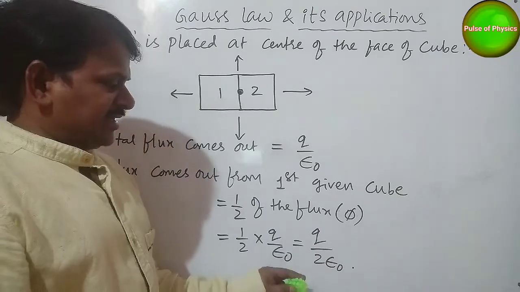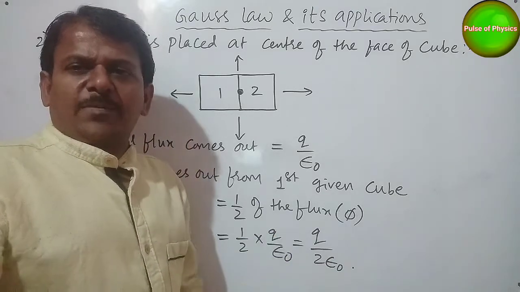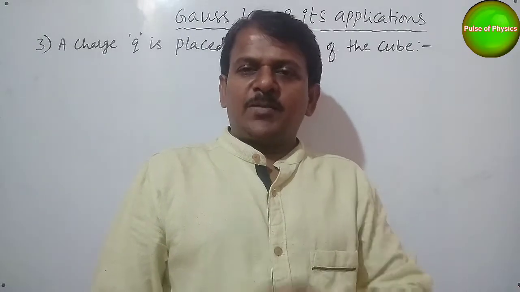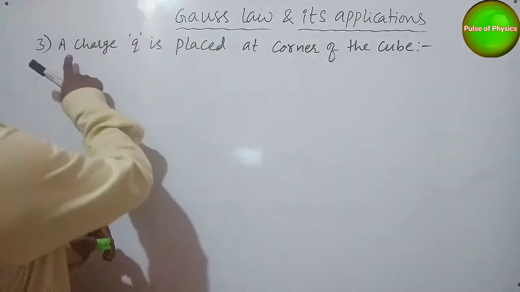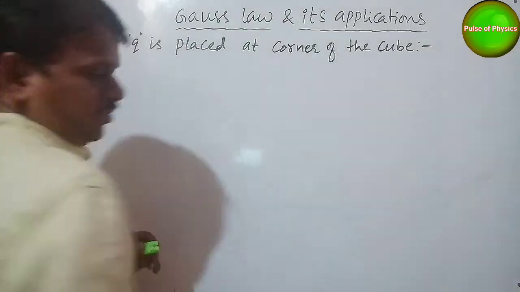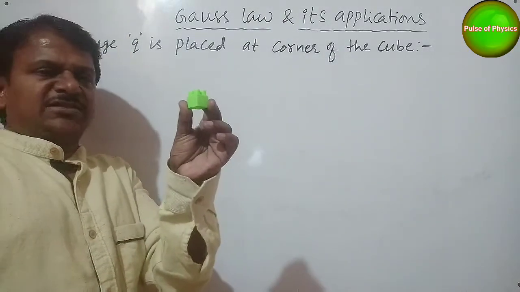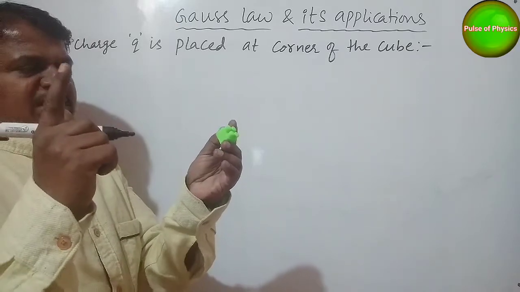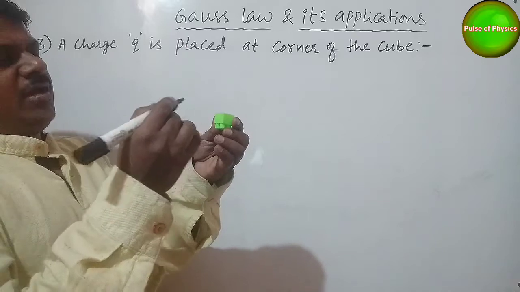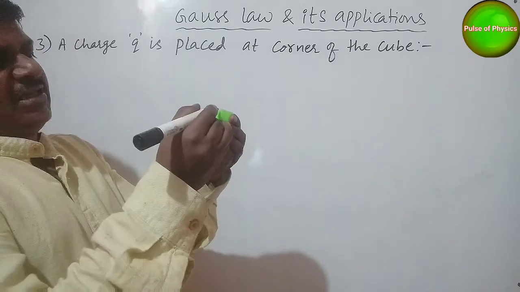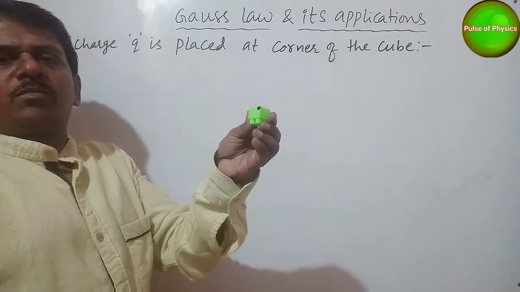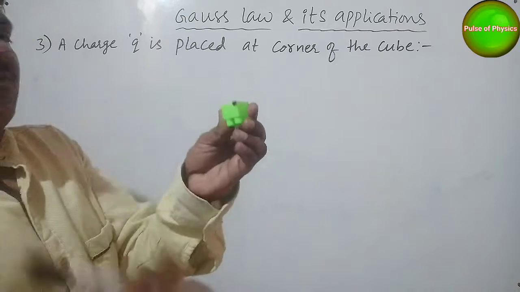Let us discuss one more application. Yes, third application. A charge Q is placed at the corner of the cube. Let us see, this is the cube. I am placing one charge. It is the corner of the cube. Here in this case, this is one corner of the cube, right?